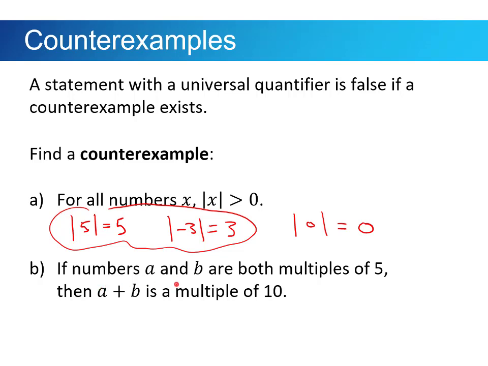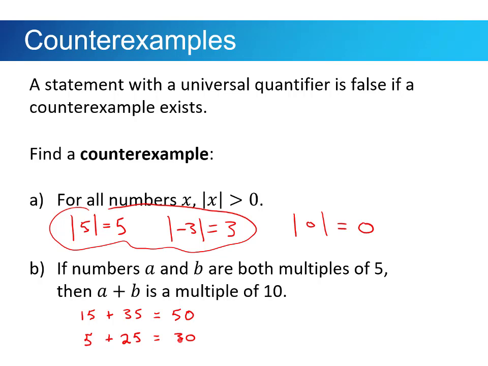How about B? If numbers a and b are both multiples of 5, then a plus b is a multiple of 10. We might just try a couple examples. 15 is a multiple of 5, and 35 is a multiple of 5. And when I add them together, I get 50. Oh, and 50 is a multiple of 10. How about 5 itself, which is a multiple of 5. That's just 5 times 1. And 25 is a multiple of 5. And I add them together, I get 30. So maybe these are some confirming examples. They're starting to lead us down the path of maybe thinking, oh, this could be a true statement.